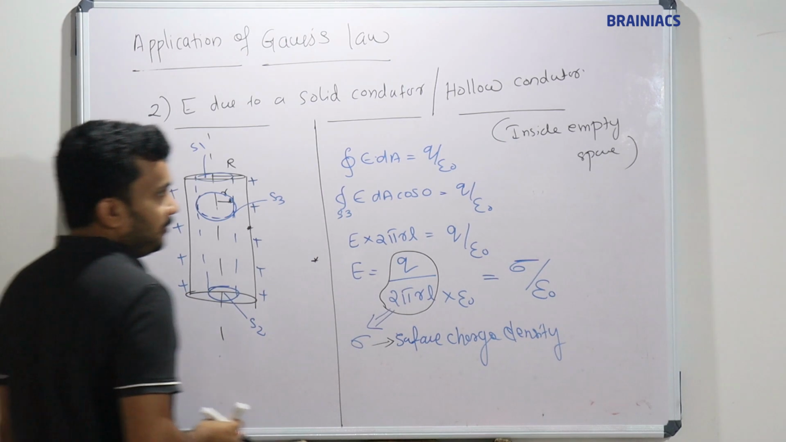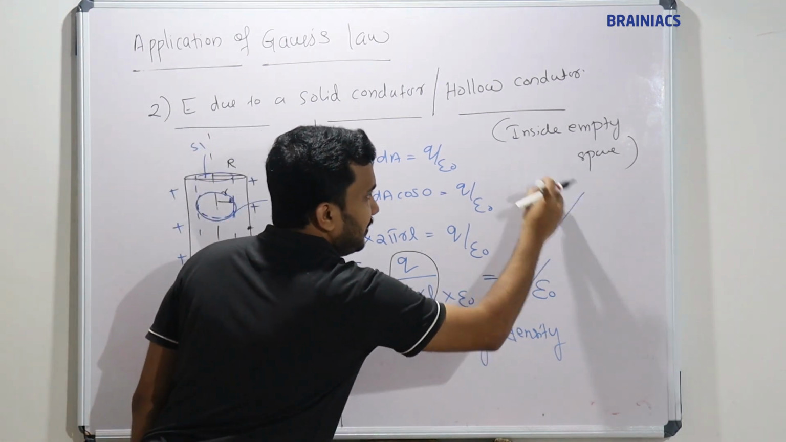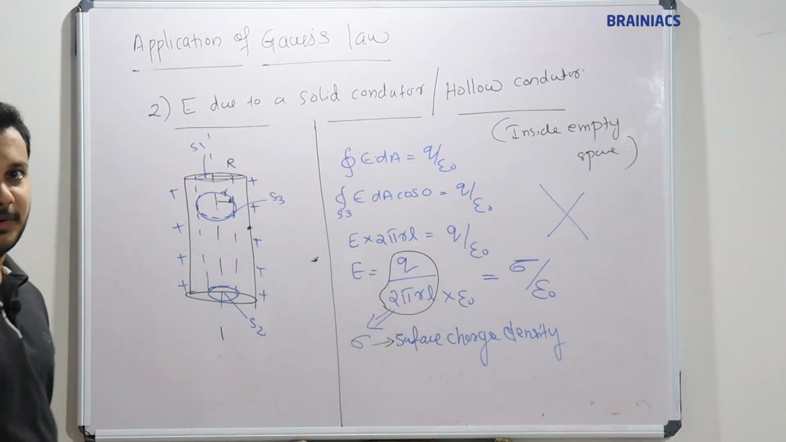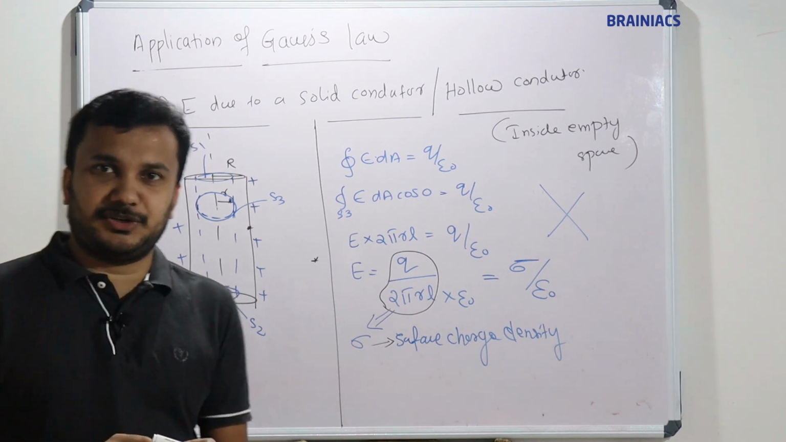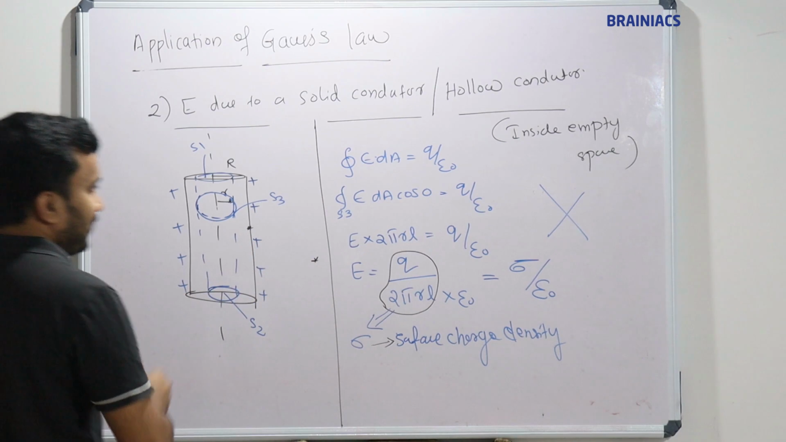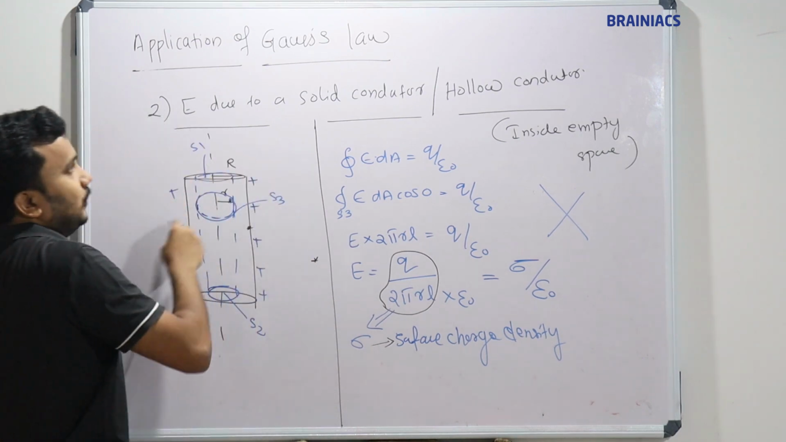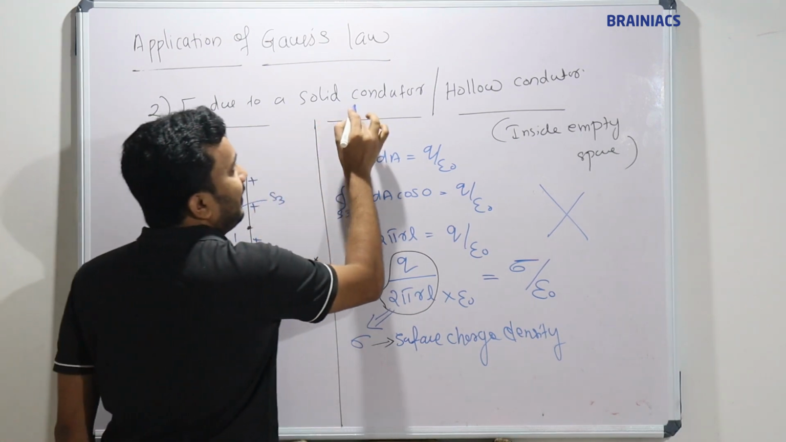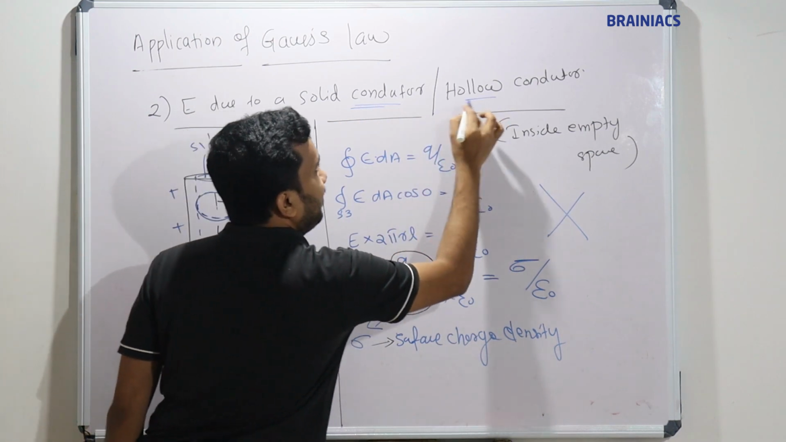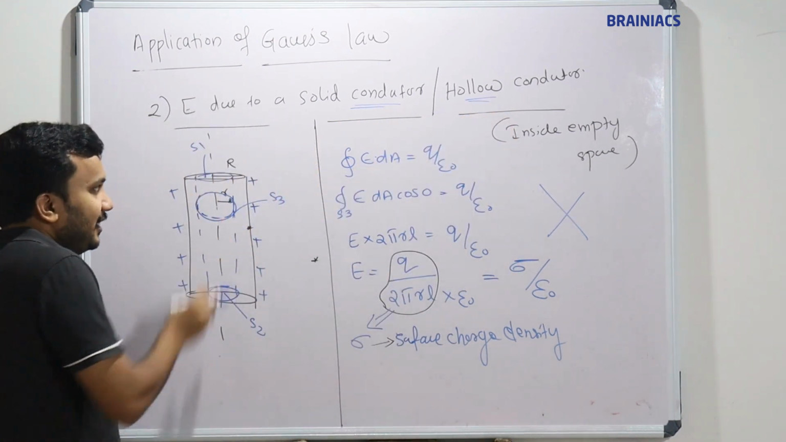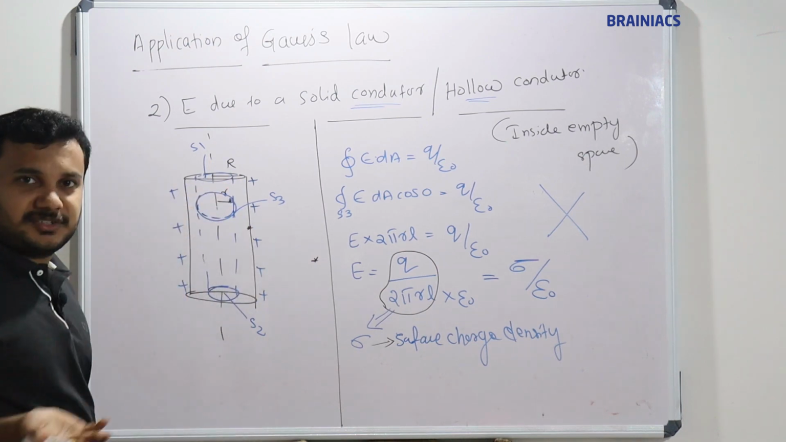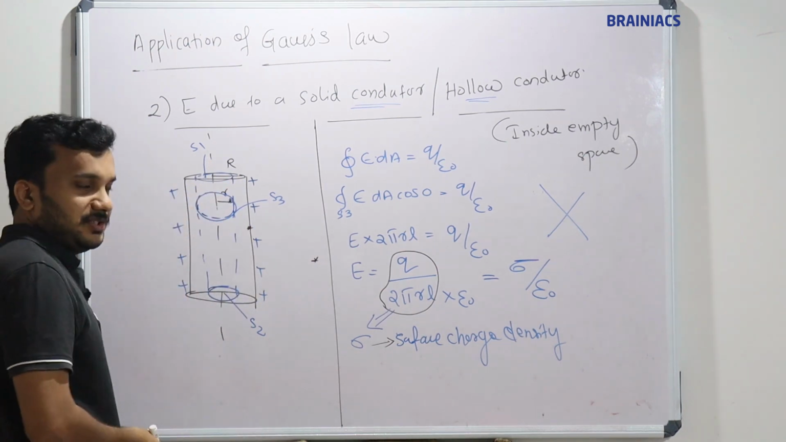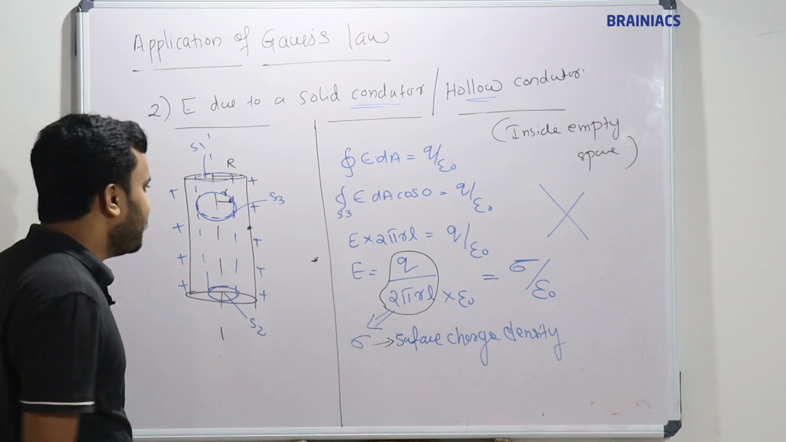If you are doing the derivation like this, I will say this is an incorrect way. What is the major problem here? This is a completely wrong answer. Why? Because as I told, this is a solid or hollow conductor, which means inside there are no charges present. Inside, are any charges present? No charges are present.